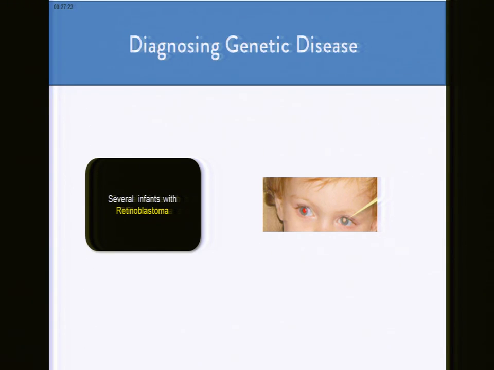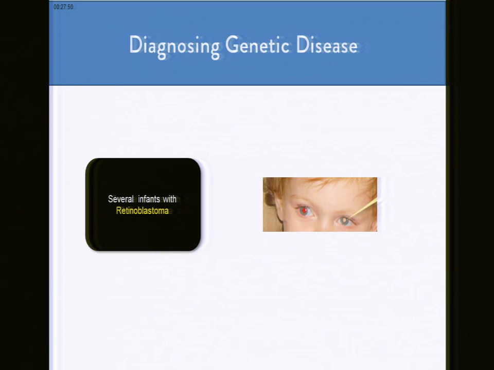Yet another example: a lot of children have this childhood cancer called retinoblastoma. It's not very commonly known, but it's a rare disease, and it happens in a very insidious way. As an infant, you don't realize when it's there, and apparently the best way to catch it is if you take a photograph and see a white in the eye. That's one of the signals that you should investigate further.